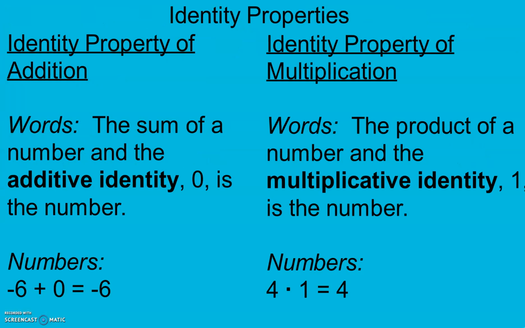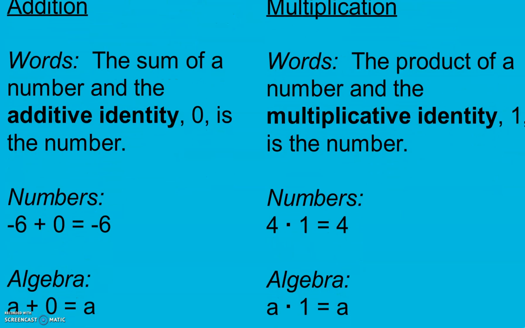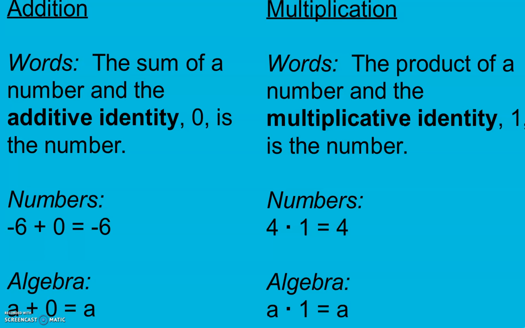Identity property of addition says the sum of a number and the additive identity, 0, is the number. So -6 plus 0 equals -6, or a plus 0 equals a. The identity property of multiplication says the product of a number and the multiplicative identity, 1, is the number. So 4 times 1 gives me 4, and a times 1 gives me a.